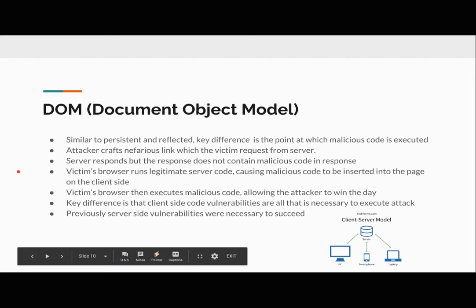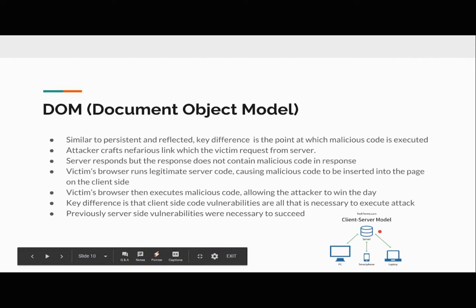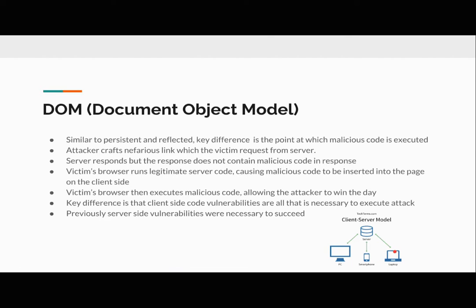So the third type is document object model, and there's a key difference between this one and the other two we have reviewed, and that is that in this particular type, the flaw does not rest on the server, but actually in the client code. So an attacker crafts some sort of nefarious link which a victim requests from a server. The server responds, but that response from the server does not actually contain any malicious code. Instead, the victim's browser runs the code that was returned by the server, and the running of that code actually causes the malicious code in the original link to be inserted into the page on the client side. So at that point, that code gets executed.